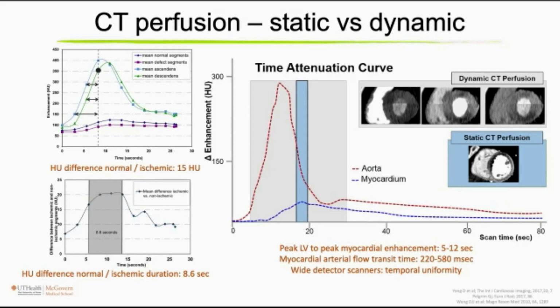It's all based on trying to differentiate and trying to see the differences between ischemic myocardial attenuation and normal myocardial attenuation. This difference is not that great. It's only about 15 Hounsfield units, and it's illustrated here. Furthermore, this small difference between normal and ischemic myocardial attenuation doesn't last too long. It only lasts for about 8.6 seconds on average, obviously depending on the arterial input function.